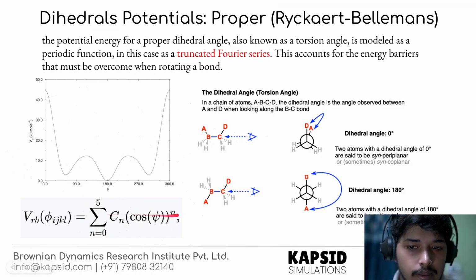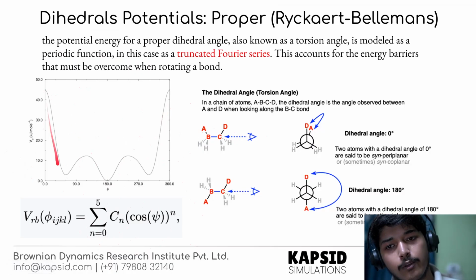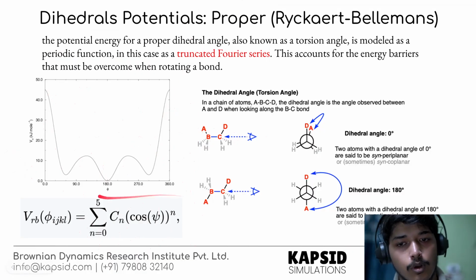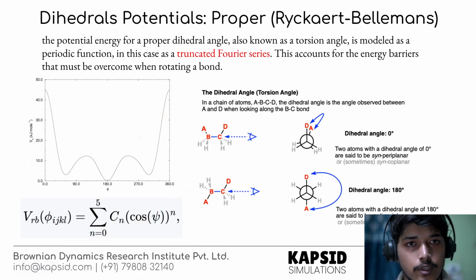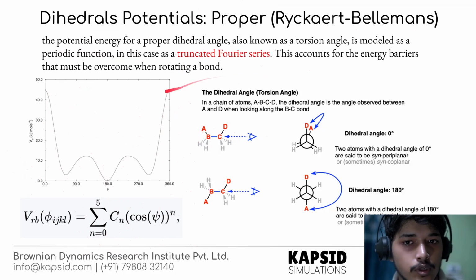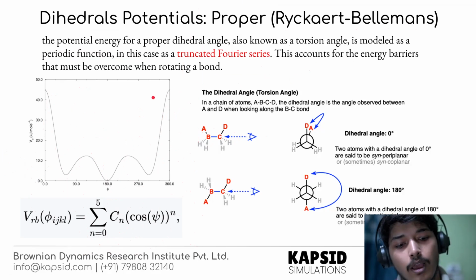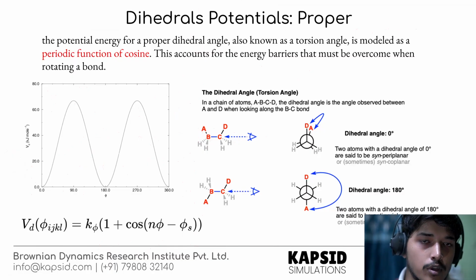If you expand that, break that, you will get a very big equation, and from that, if you plot that, you will get something like this. So that's another way of representing these dihedral potentials. But just keep this in mind. This Ryckaert-Bellemans equation is being used in GROMACS, and the previous one I've shown you, like the simple curve, that's being used in GROMOS. So keep this in mind.